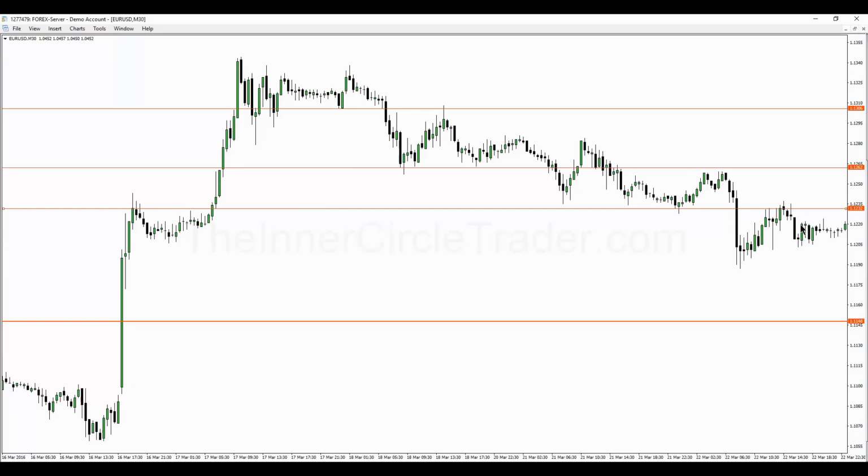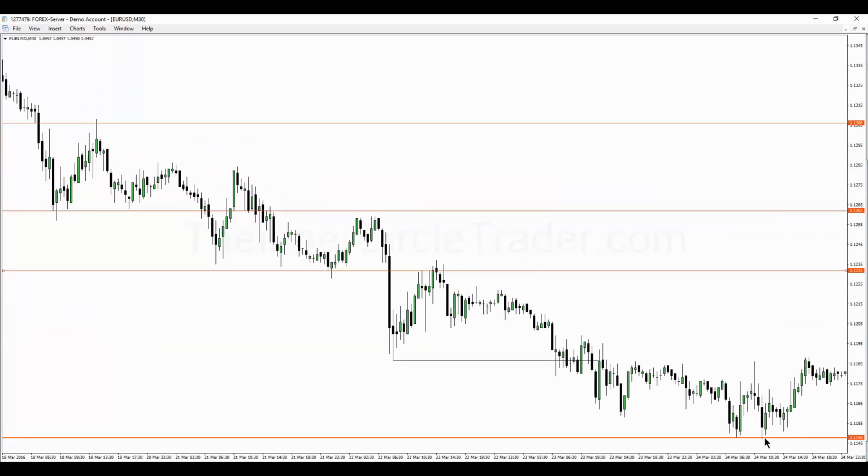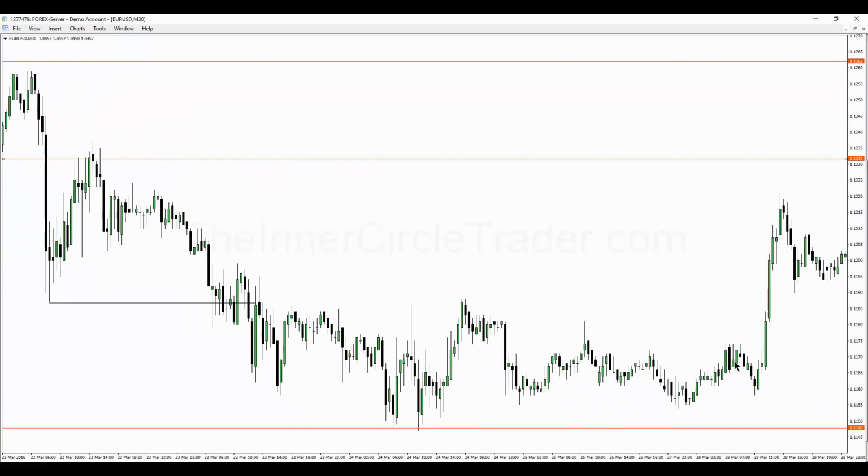Price trades up into it. We're expecting prices below this low now, and then ultimately reaches down into our mean threshold of the liquidity void. Then ultimately, I'll give you a view of what took place. Price eventually started to move back up.